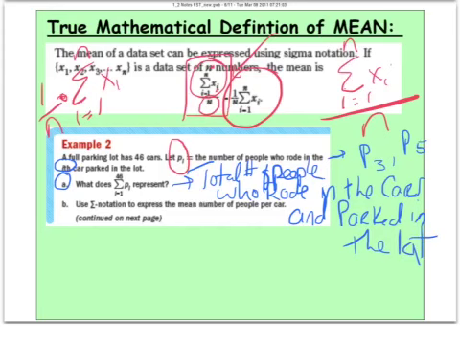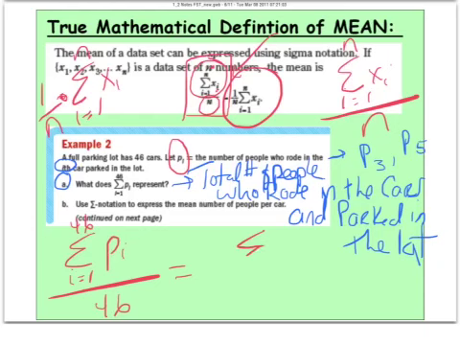Now, what they want us to do in part B is use sigma notation to express the mean of the number of people per car. Easy enough. To find how many people per car, I would say sum all the people in the cars. So sum P sub i's as i goes from 1 to 46, and then I would divide by 46. You could write it that way, or you don't have to do both, I would just say sum all my P sub i's as i goes from 1 to 46, and then multiply that by 1 over 46. Okay, means exactly the same thing.